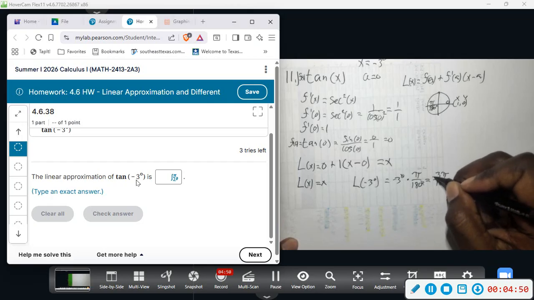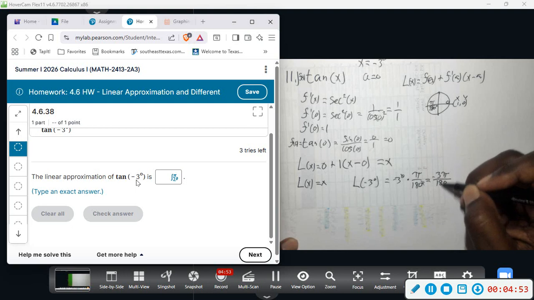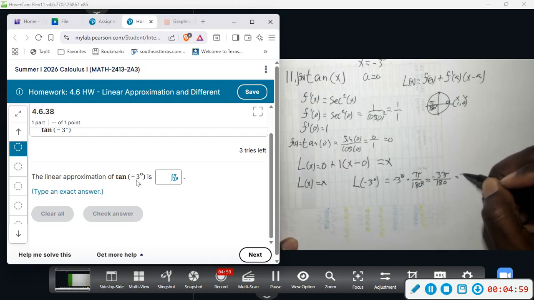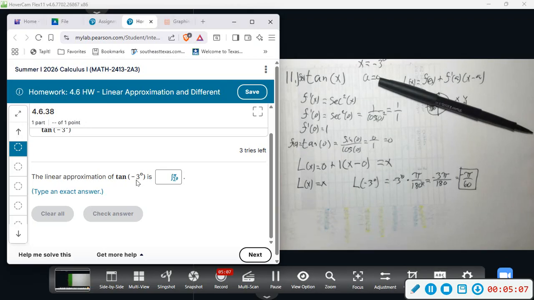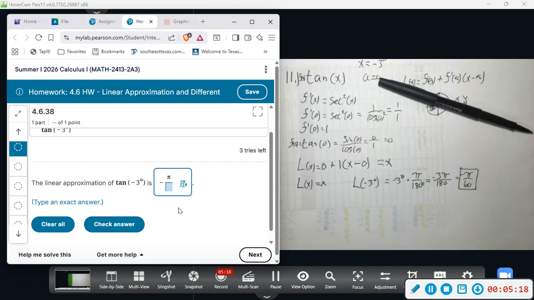This can be reduced by 3, so divide by 3. 3 goes into 18 6 times, so that'll be negative pi over 60 when you convert that to radians, because when you plug in a degree, we're looking for that radian answer. So negative pi over 60.